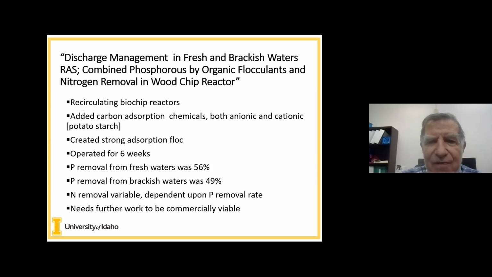Nitrogen removal was variable and dependent upon the P removal rate, and it needs to be further worked to be commercially viable. The nitrogen, obviously, in the organics was dependent upon the phosphorus for providing the growth strain and the ability to multiply.